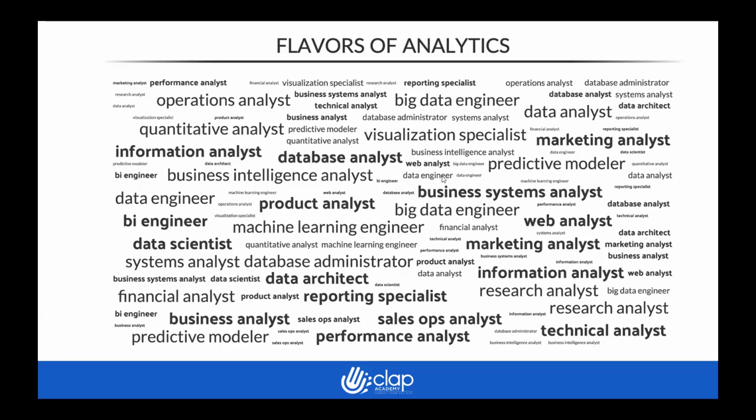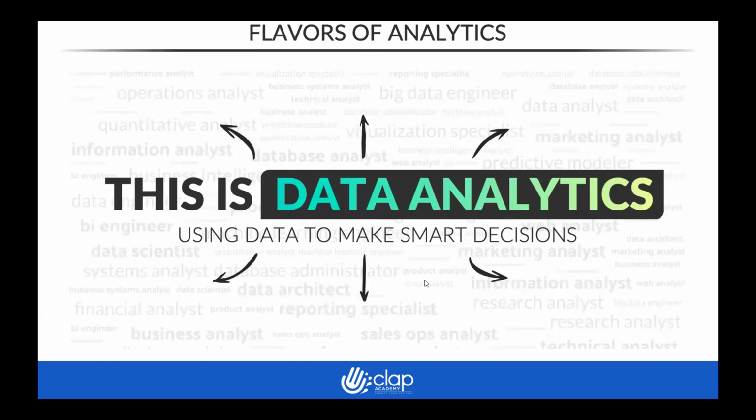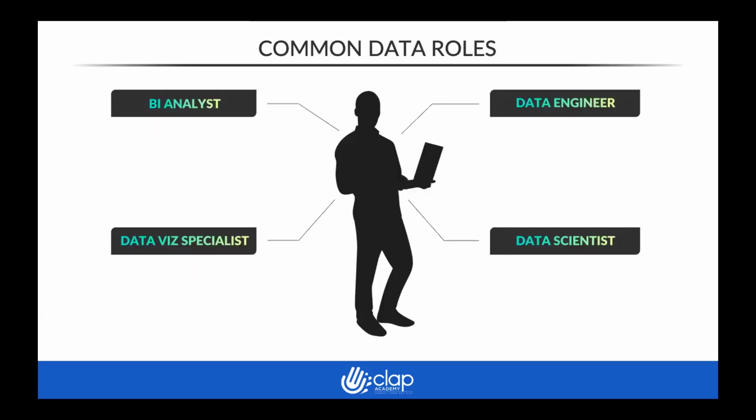When you see all of this, please know that they are still talking to you if you are a data analyst. When you hear BI engineer, business intelligence analyst, systems data analyst, database administrator, if you are within the data space, they are speaking your language. It is about data analytics. It is about using data to make smart decisions. And all that you have seen can be broken into 4 common data roles that you have most likely heard. Roles like data engineer, data scientist, data analyst, data visualization specialist, BI analyst. That is what they are talking about.